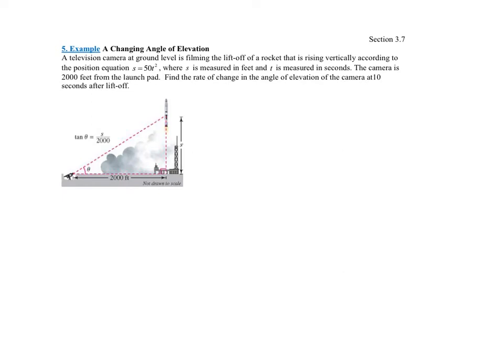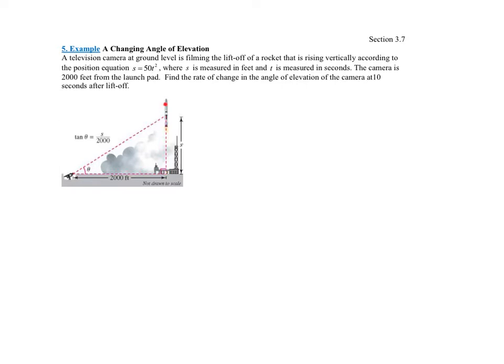Example 5 looks like the triangle, looks like we're dealing with a right triangle, Pythagorean theorem like the last problem. We're going to go ahead and read through this and see how this problem is different. It says a television camera at ground level is filming the liftoff of a rocket that is vertically rising according to the position s equals 50t squared.